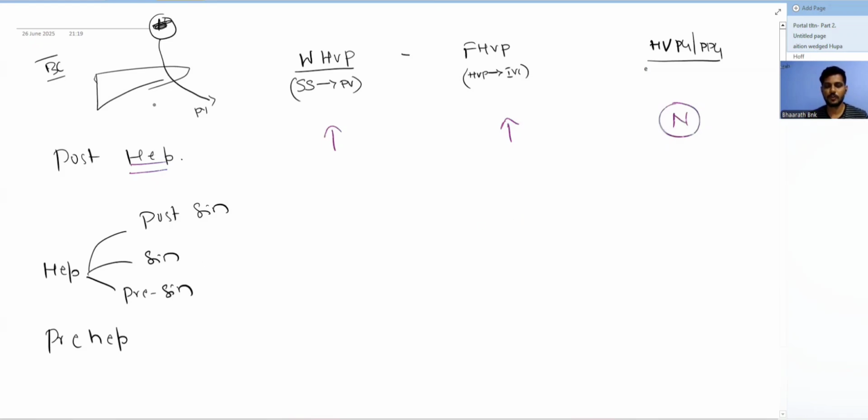Now, what happens in pre-sinusoidal and pre-hepatic? The most common cause of pre-hepatic is portal venous thrombus, right? So there's a thrombus in the portal vein or in the splenic vein. In the case of pre-sinusoidal, the most common cause is schistosomiasis. Next is non-cirrhotic portal fibrosis. In both of these cases, remember the analogy of the water bottle.